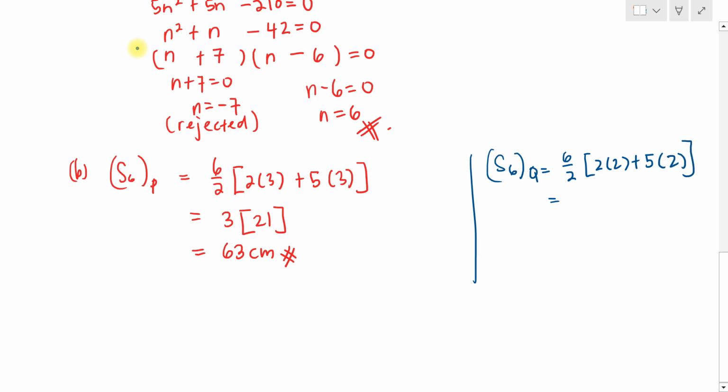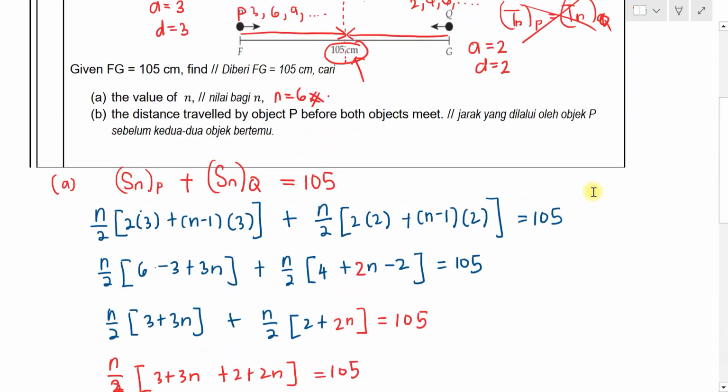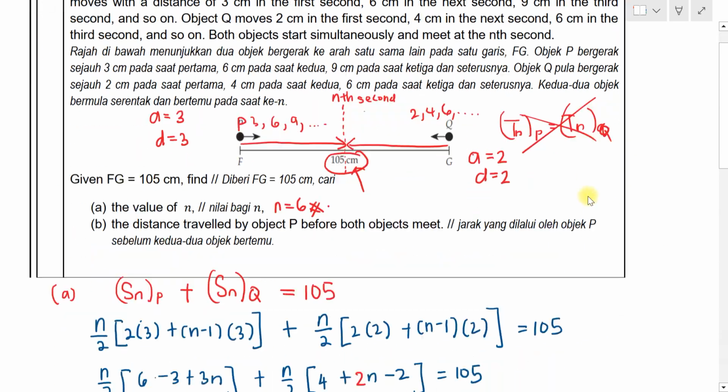Okay, when you do this, what do you get? 2 times 2 is 4, 4 plus 10 is 14. So you get 42. And then you calculate 63 and 42, you get back your 105 centimeter. So this proves our n equal to 6 is the correct answer. Can you see that or not? This one just shows an extra step for you to verify our n equal to 6. Okay, so that's it about question 9.